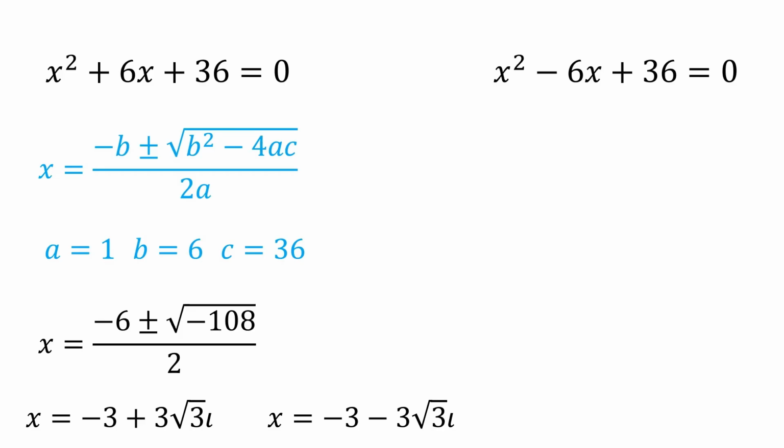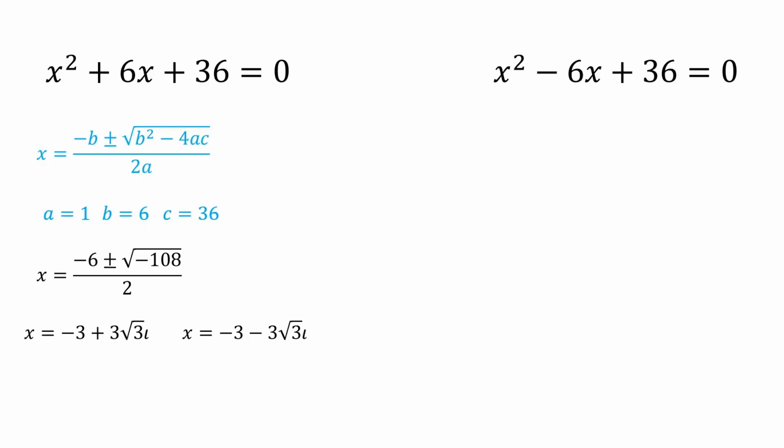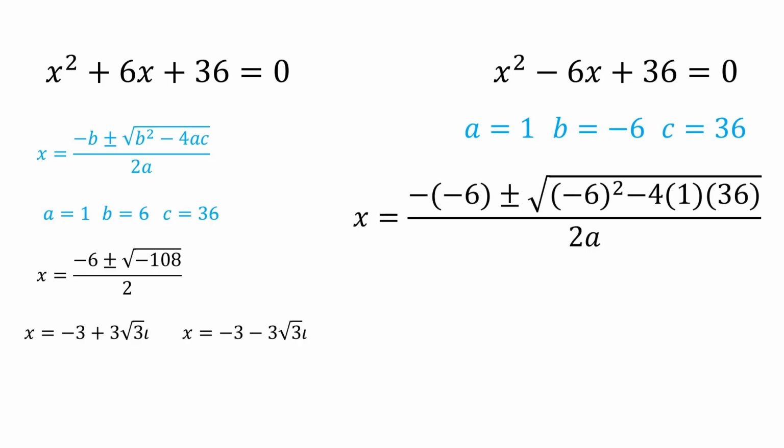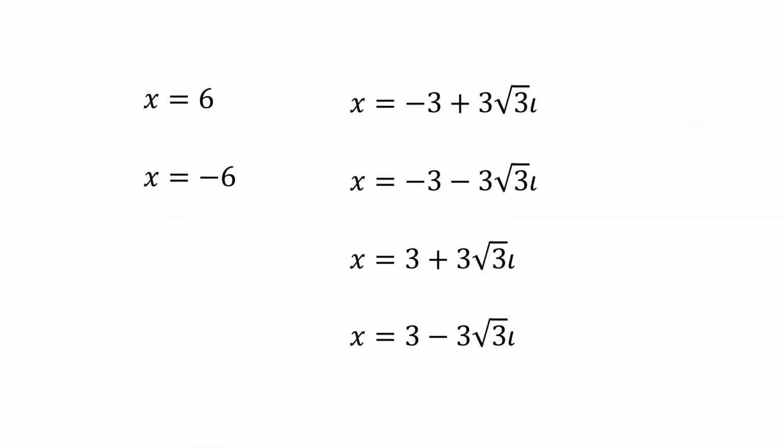The second quadratic follows exactly the same process. This time, the only difference is that b is negative 6. Everything else stays the same. Using the quadratic formula gives us two more solutions. Positive 3 plus 3 root 3i and positive 3 minus 3 root 3i. Let's take a moment to look at everything we've found. 2 real solutions, 4 complex solutions, 6 solutions altogether.